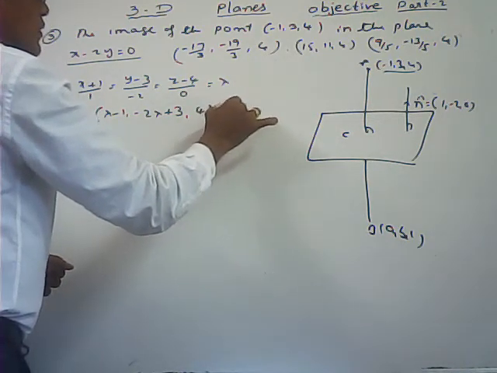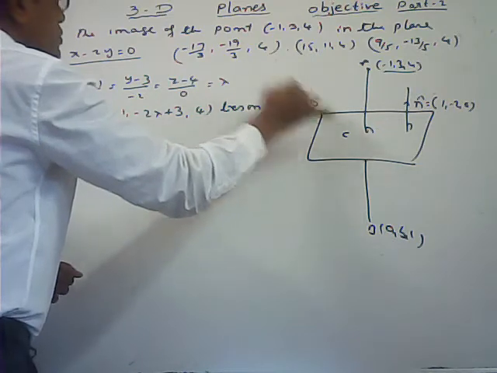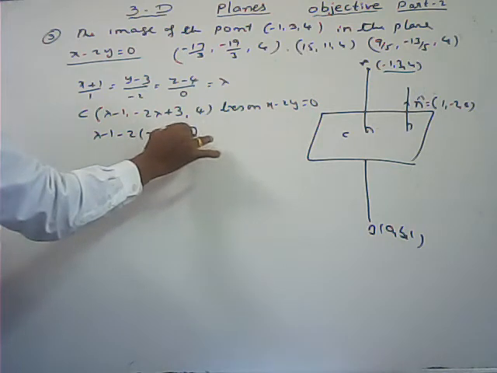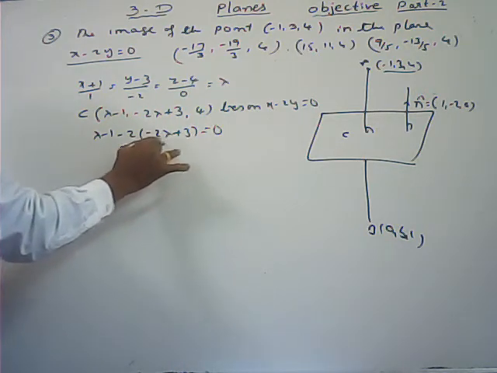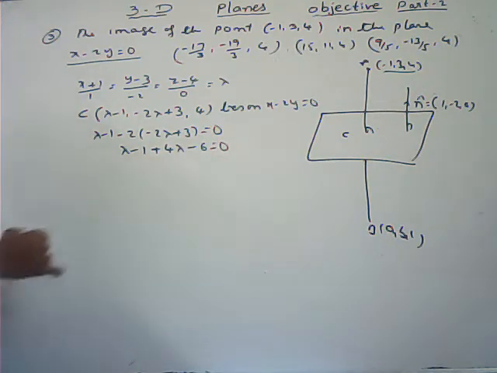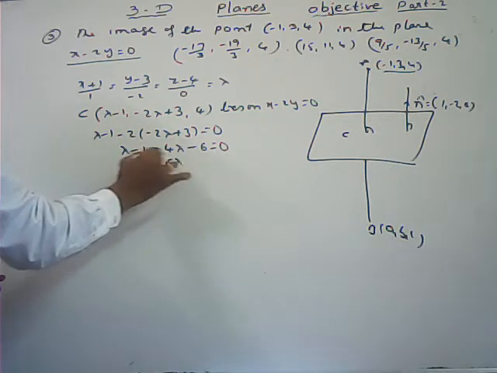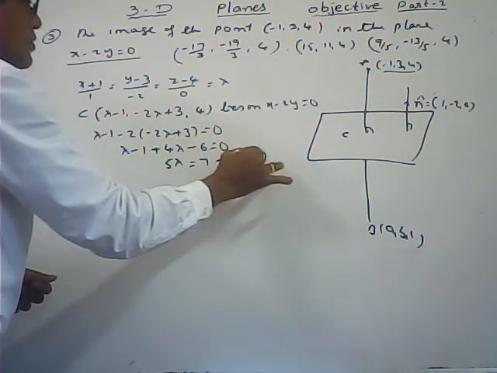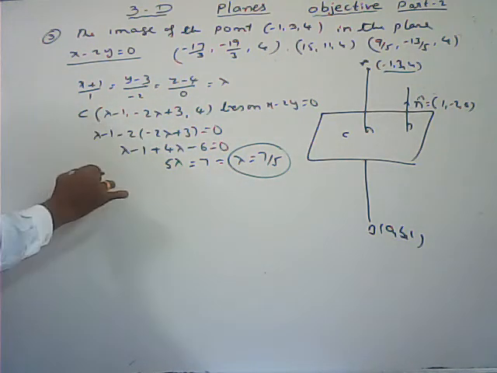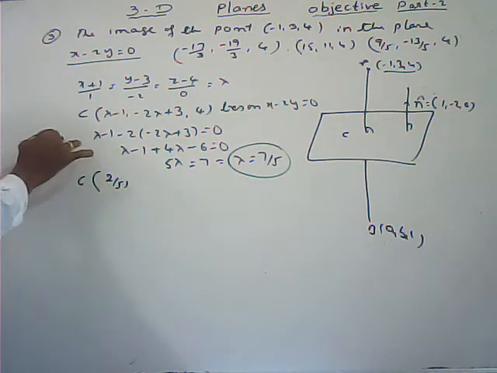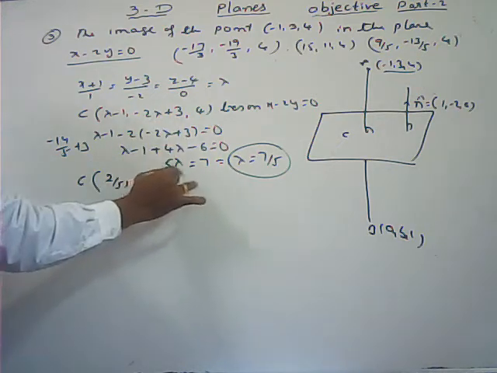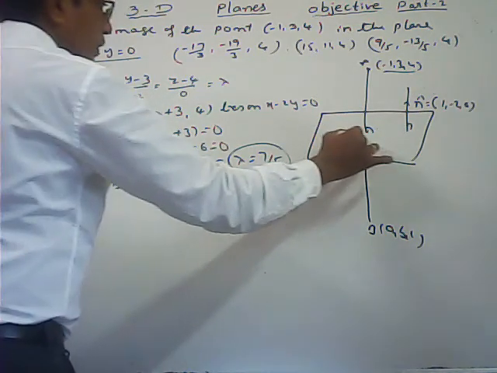Where is that point C? C lies on the plane x minus 2y equal to 0. x minus 2 into y is equal to 0. Lambda minus 1 plus 4 lambda minus 6 equals 0. 5 lambda is equal to 7. Lambda is equal to 7 by 5. If I substitute in that, 7 by 5 minus 1, that is 2 by 5, minus 14 by 5 plus 3, that is 1 by 5, and 4. C point I got, the C coordinates.